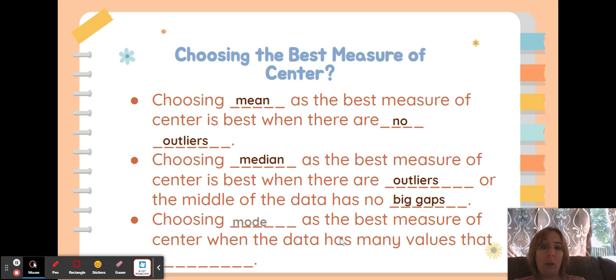Now, choosing mode as the best measure of center is when the data has many values that repeat. So anytime you have a whole bunch of numbers, like if we had 17 and 17 and 17 and 17, it repeats a lot. So mode's going to be our best measure of center.